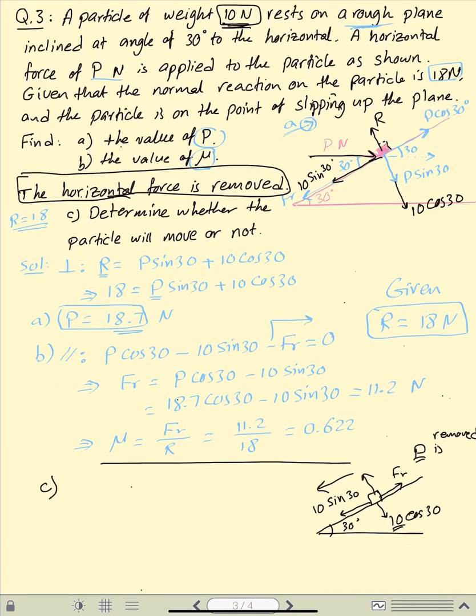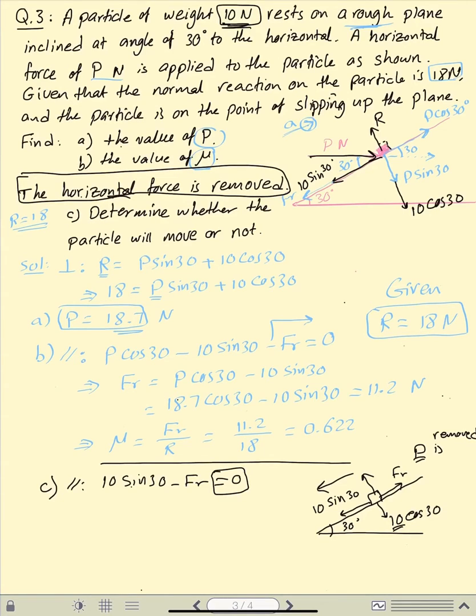We calculate the main force. What's the main force which is parallel to the plane? We know that 10 sine 30 minus FR. This is the mistake the students do. They write equals to 0 here. This is a disaster. This is the problem. We don't know here. Be careful.